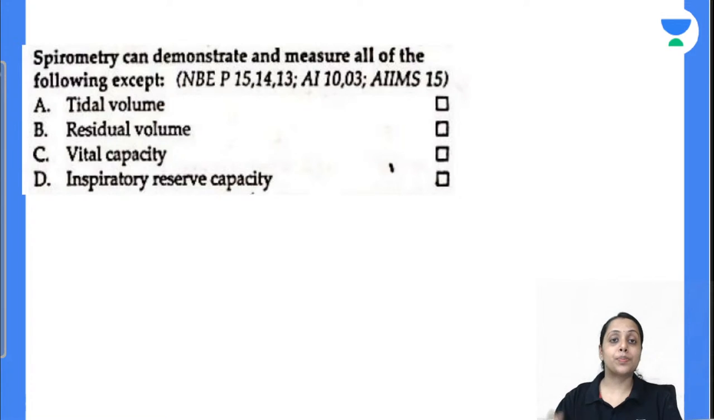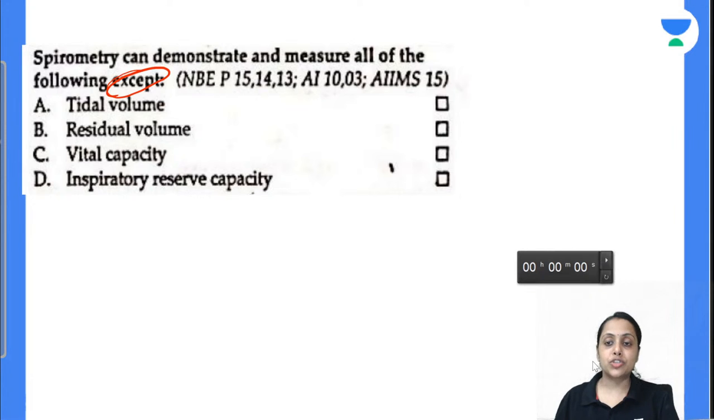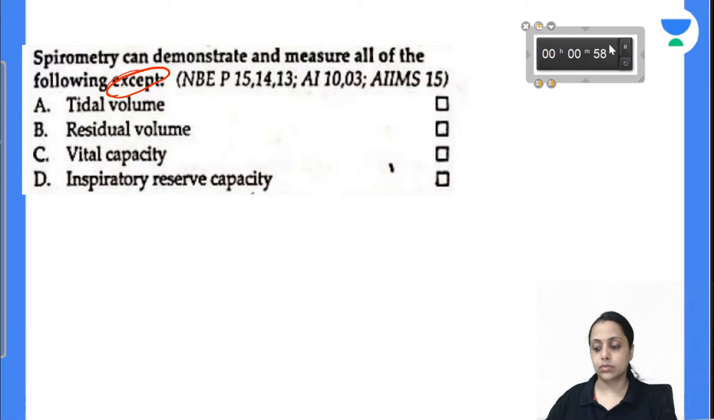Coming to the next, spirometry can measure all of the following except: tidal volume, residual volume, vital capacity, or inspiratory reserve capacity. Spirometry can demonstrate and measure all of the following except. Everybody answer this question.